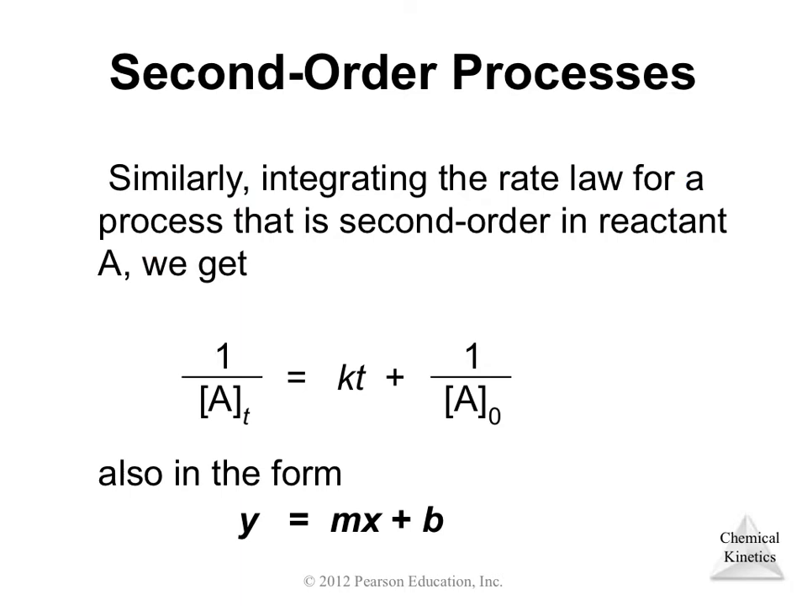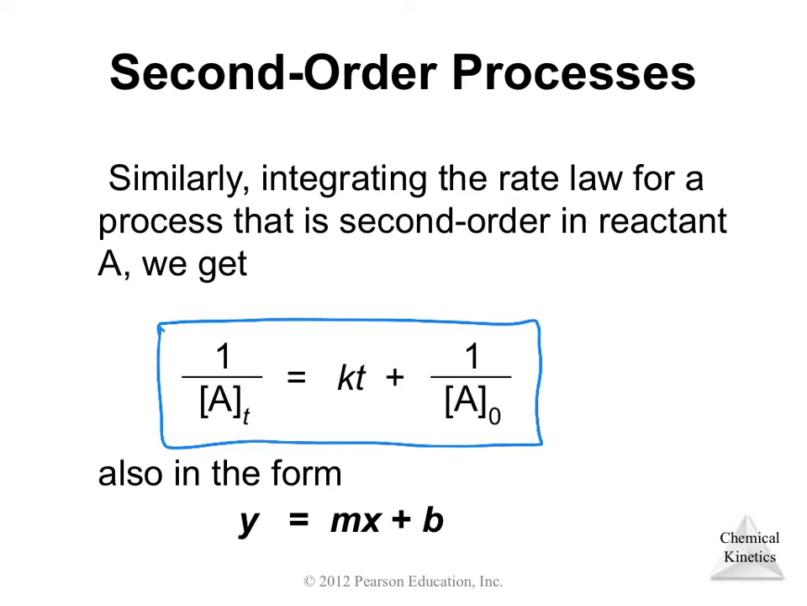So a second order process would still not look straight. So concentration versus time would not be straight. Natural log versus time would not be straight. And so we need to integrate it in a different way. And what we end up doing is 1 over the concentration. So this is our integrated rate law for a second order process, where y is 1 over the concentration at a specific time.